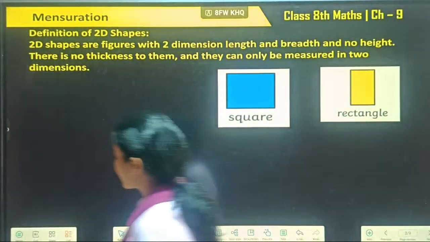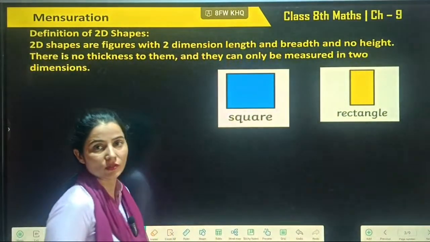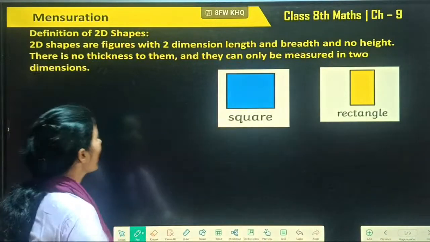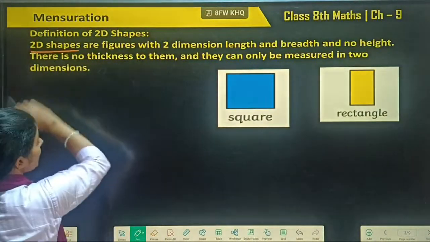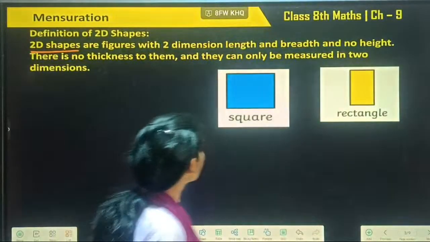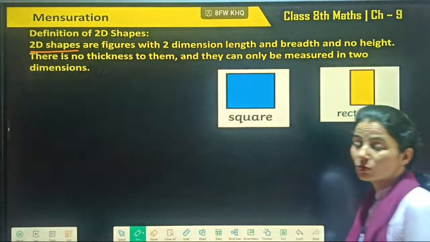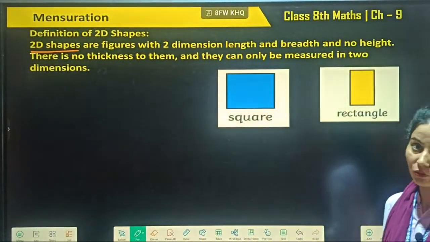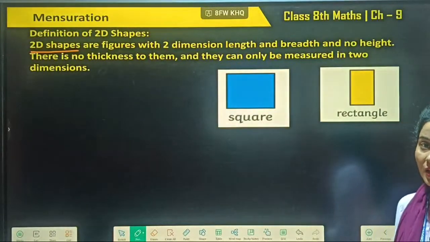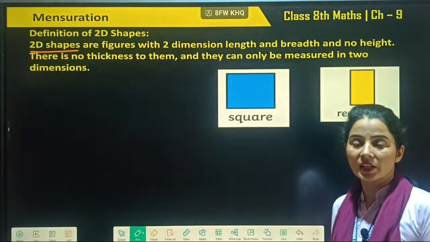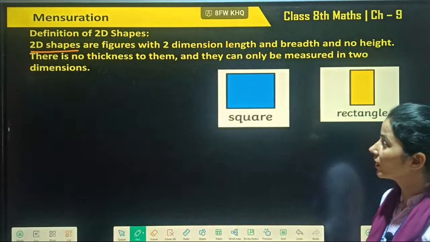Next, about 2D and 3D shapes we are going to discuss. What are 2D and 3D shapes? As I told you, 2D shapes are those figures which have just two dimensions, length and breadth. We can measure their area and perimeter on the factor of just length and breadth. Those are 2D figures.